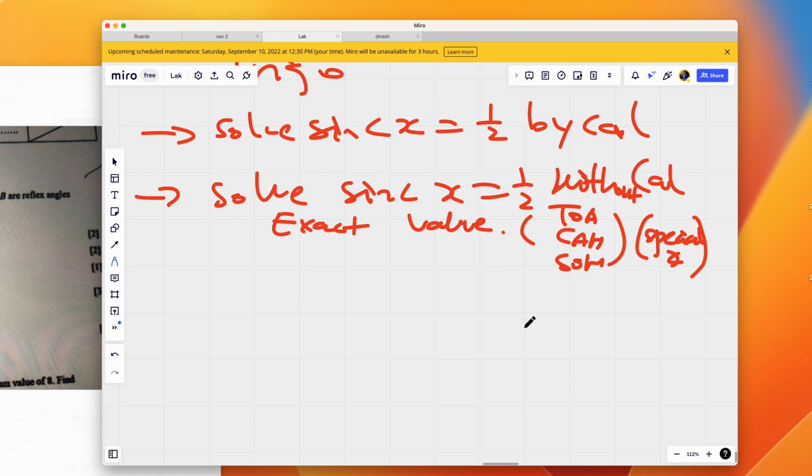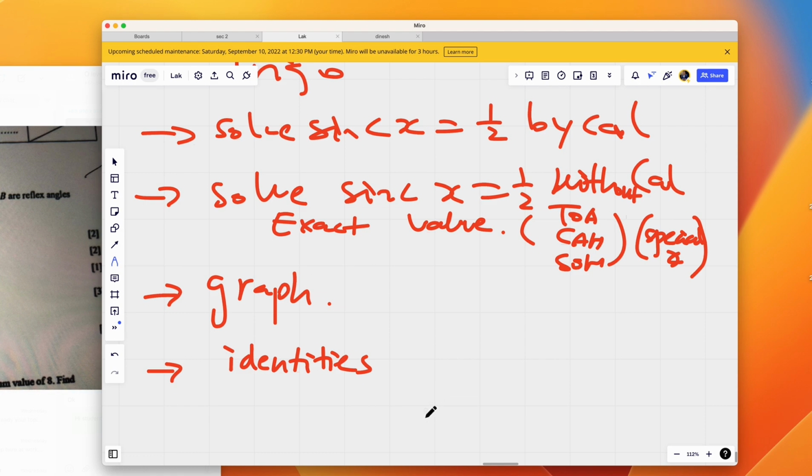Without calculator means show your steps. Then of course the graph. If they say solve sine x equals half without calculator, use the exact value. Because sometimes without calculator means show precise steps. Exactly. Then graph. Then of course today we use the identities.